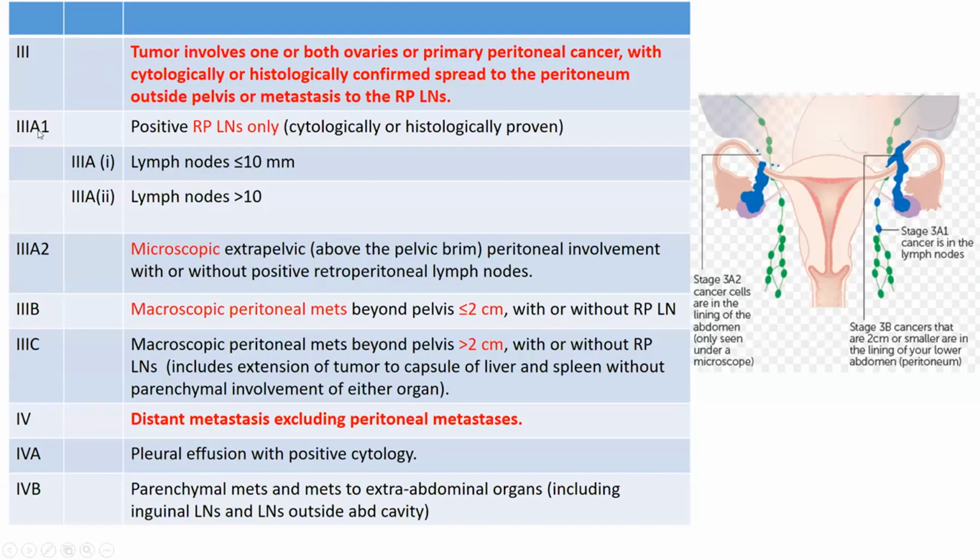So stage 3A1 is when there are grossly enlarged retroperitoneal lymph nodes. Stage 3A2 is when there is microscopic disease, microscopic pelvic involvement, with or without retroperitoneal lymph node involvement. And stage 3B is when there are gross peritoneal mets of less than 2 centimeters, or if they are more than 2 centimeters, this will come in stage 3C. And stage 4 is distant metastasis.